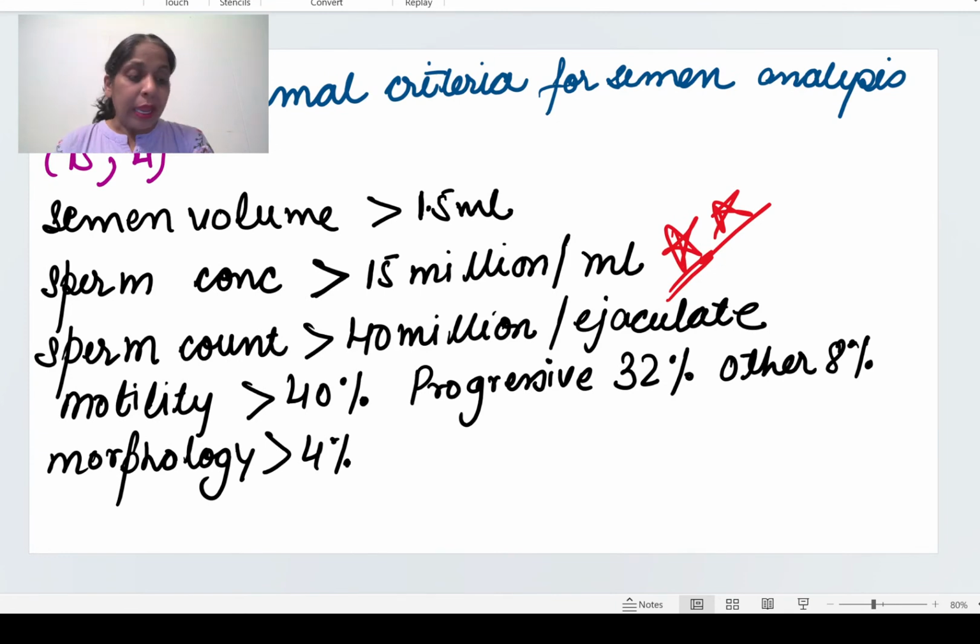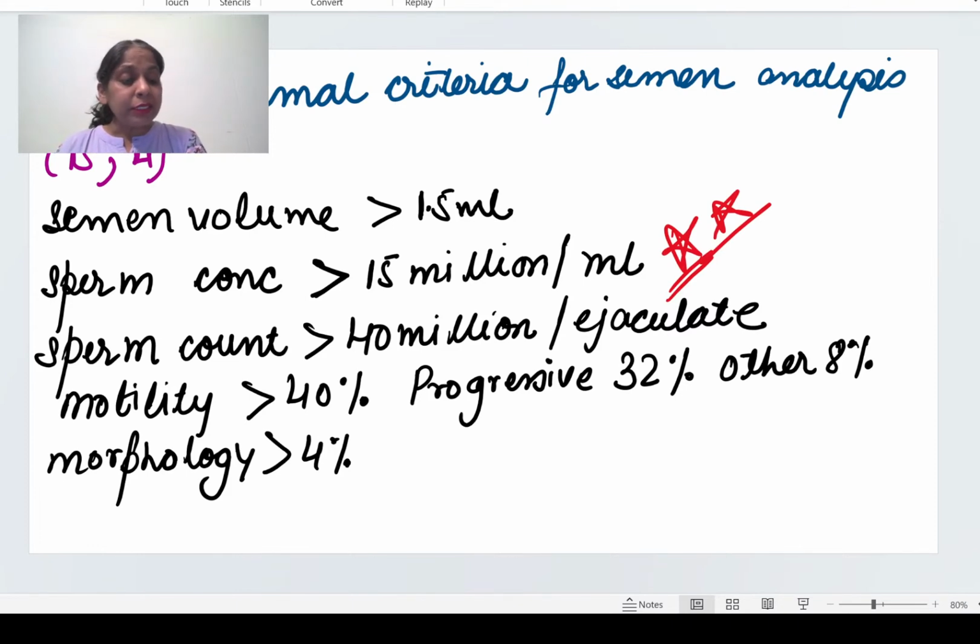And what is progressive motility? The sperms may be moving, but they are not able to progress in the right direction, and that motility is of no use. Ideally the motility of the sperm should be 40%, but progressive, that is reaching the fallopian tube, should be 32%. Non-progressive is of course 8%. So this 40 you have to split into 32 and 8.